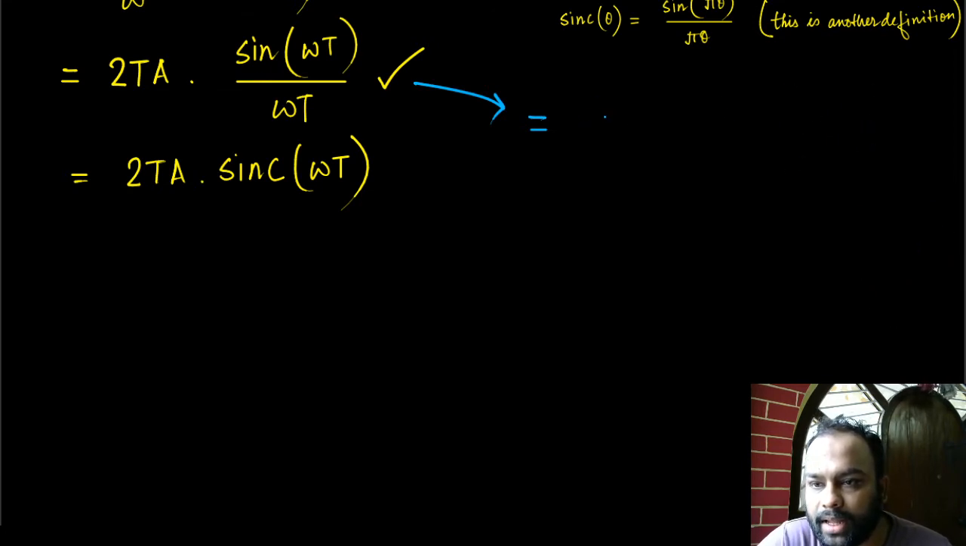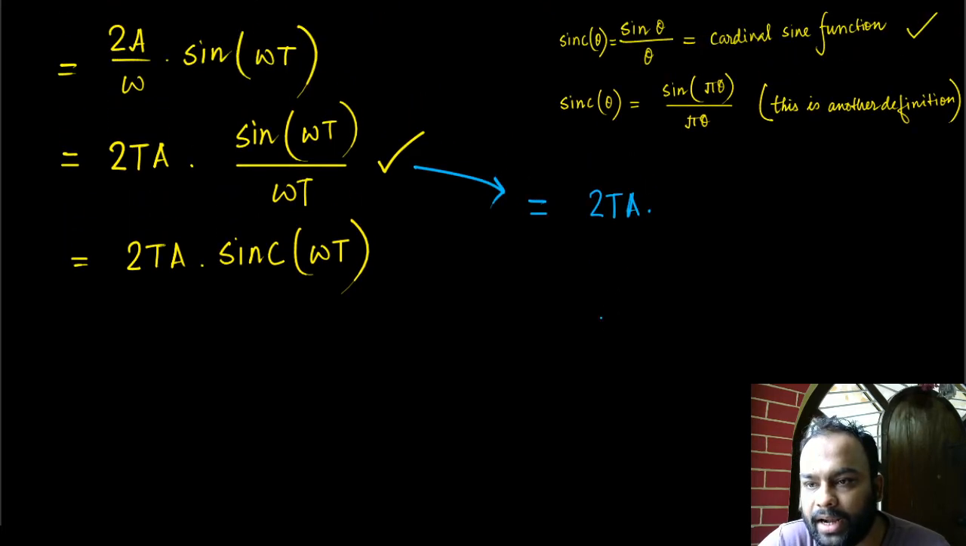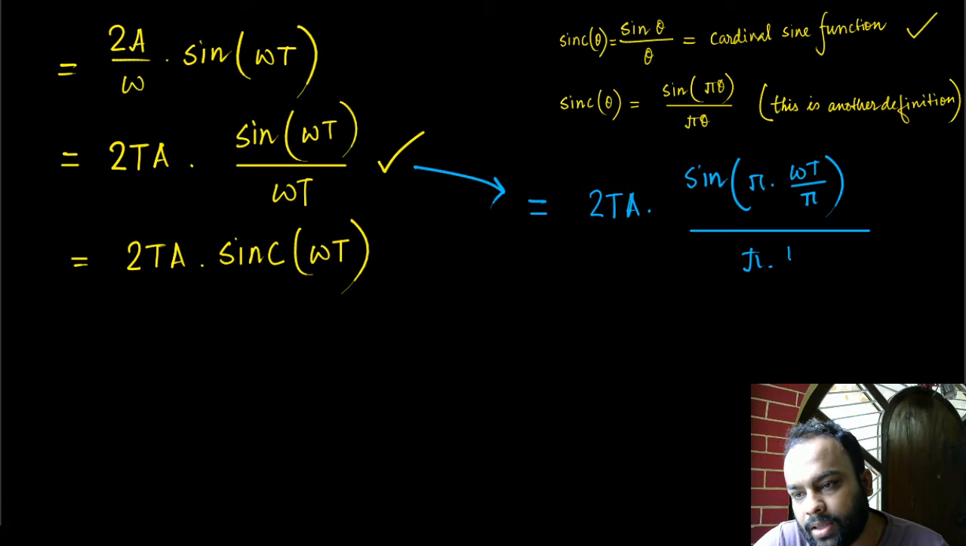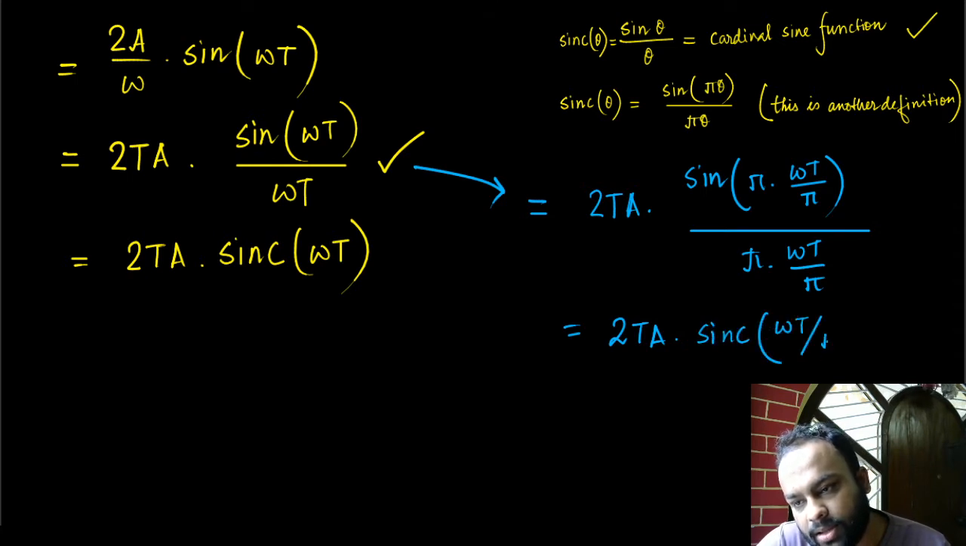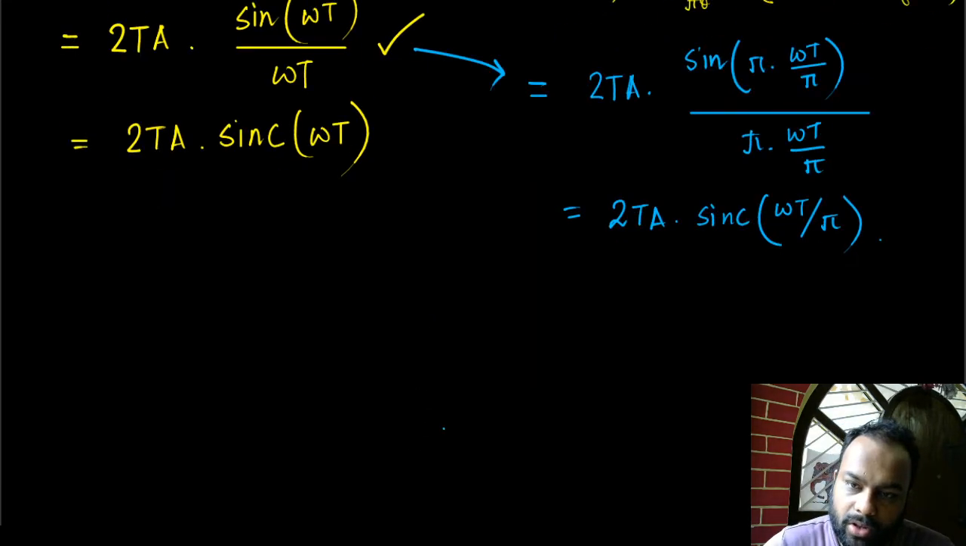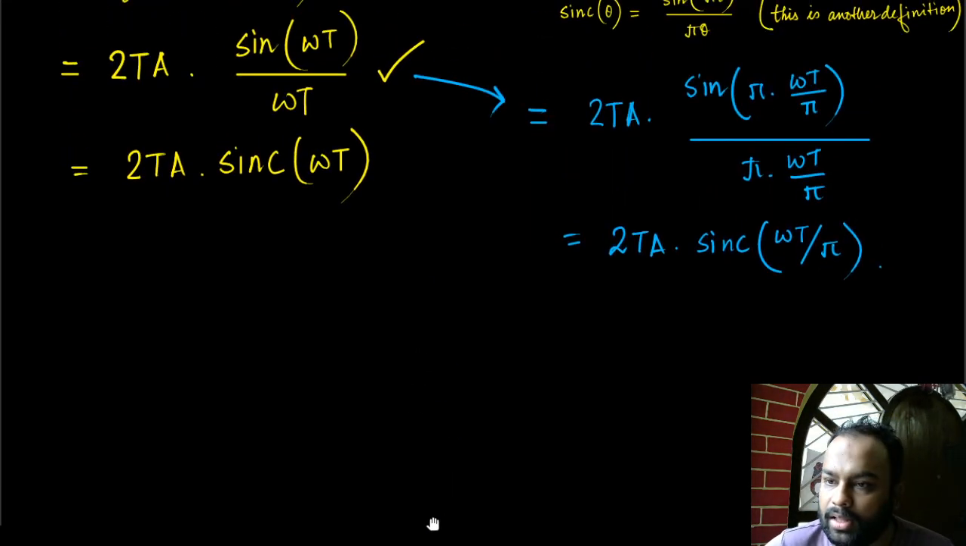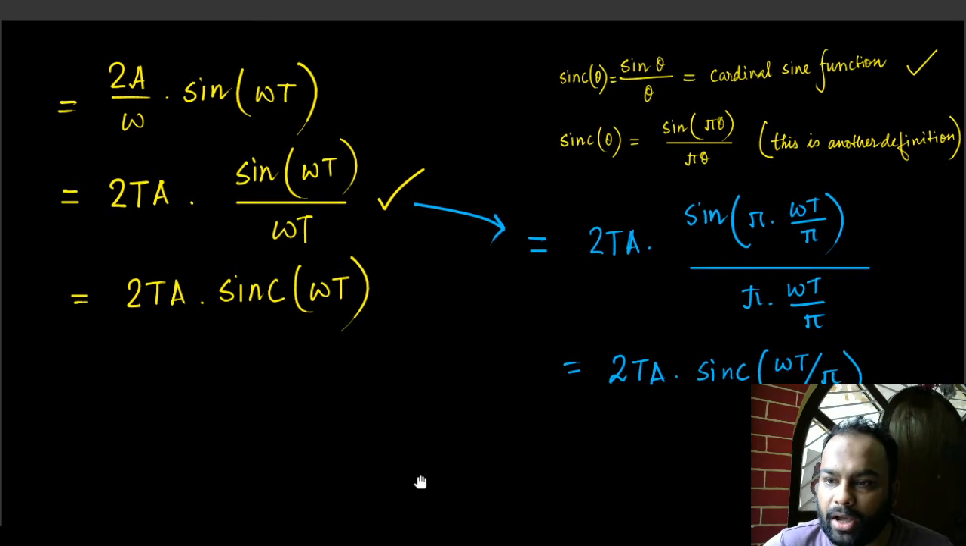So this can be written as 2ta, and we can take care of everything here. I can write sine pi omega t by pi and pi omega t by pi, and that results into 2ta sinc omega t by pi, right? So yes, that's one of the simple terms. So we can use any of these things.